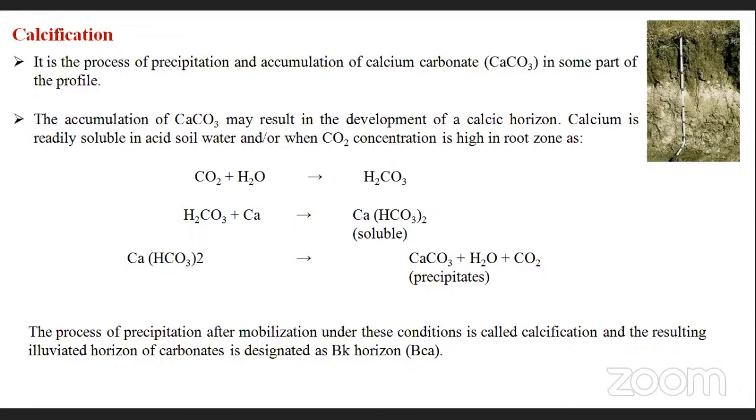After deposition of these precipitations, you can see it like this. In this image, you can see some white color precipitations. This layer is called the calcic horizon, and it is notated as the Bk horizon. Okay, students, this is regarding calcification.